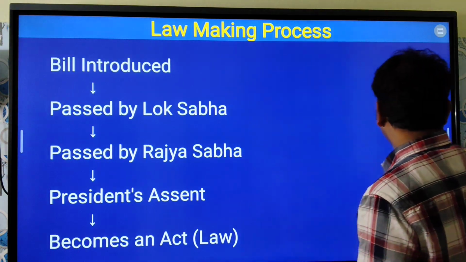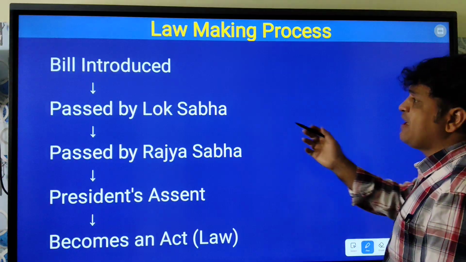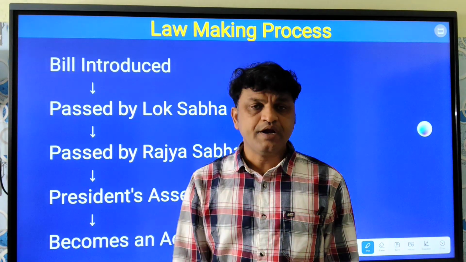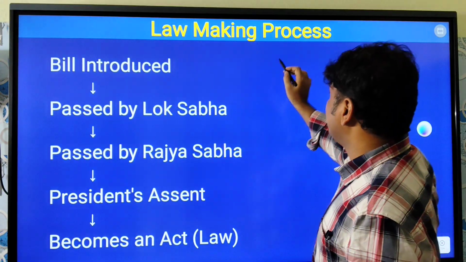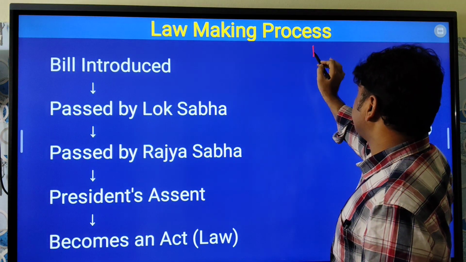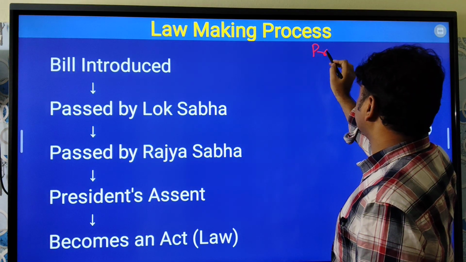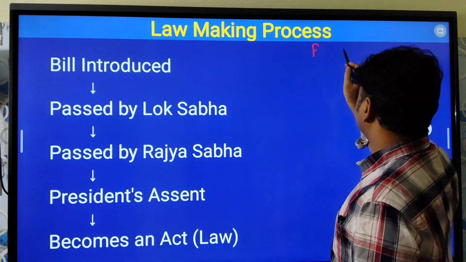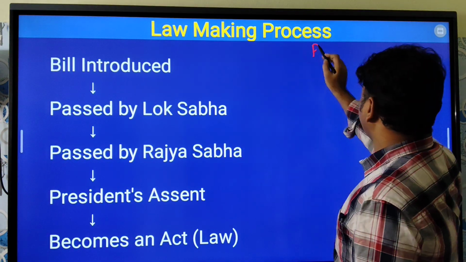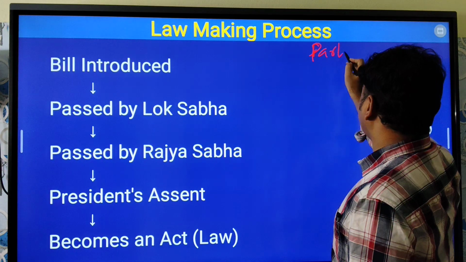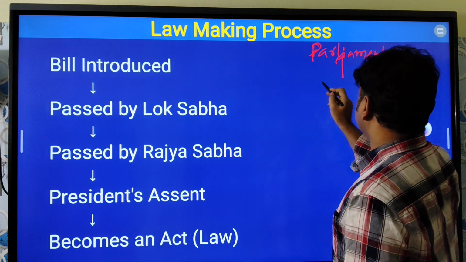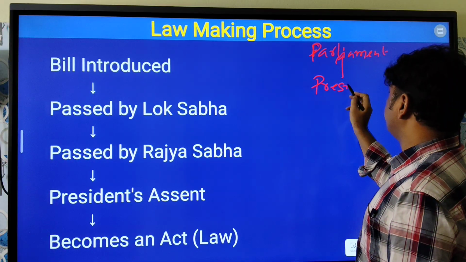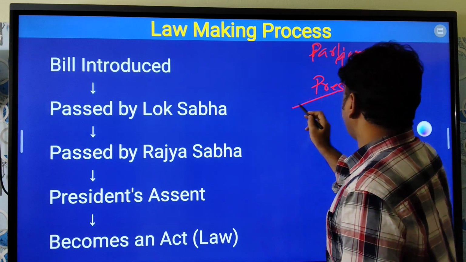And so, the law making process in India. How is the law made in the Indian Parliament? First, a bill is introduced. Where is the bill introduced? I told you, this is the President. Suppose this is the Parliament. Parliament comprises who, Nana? The President of India.